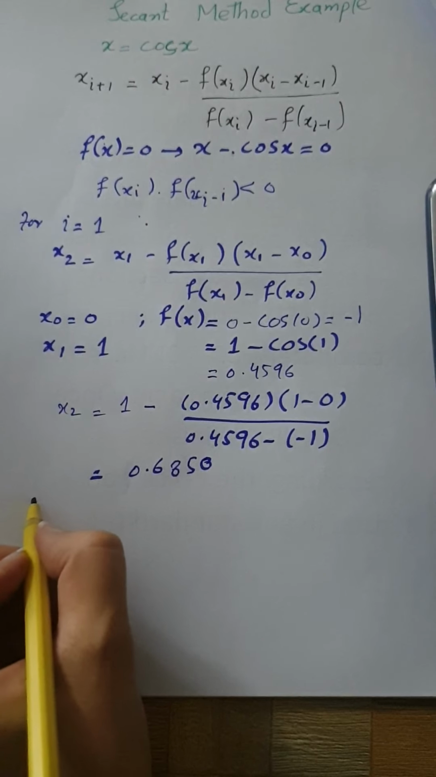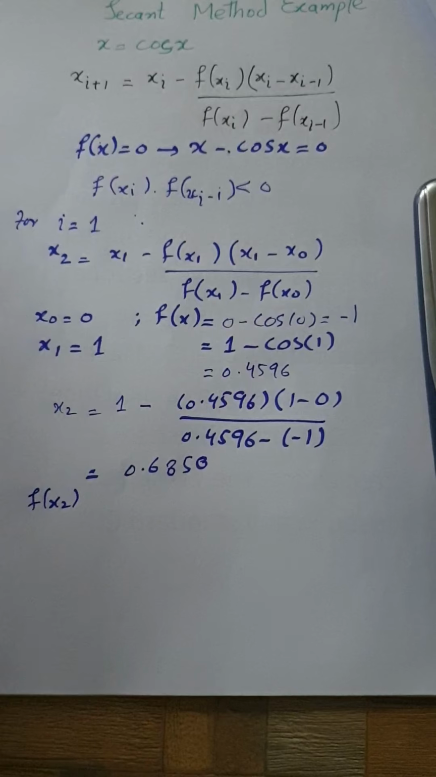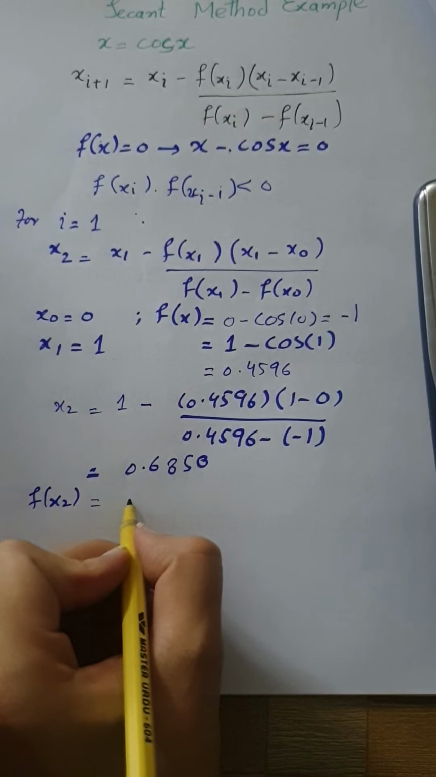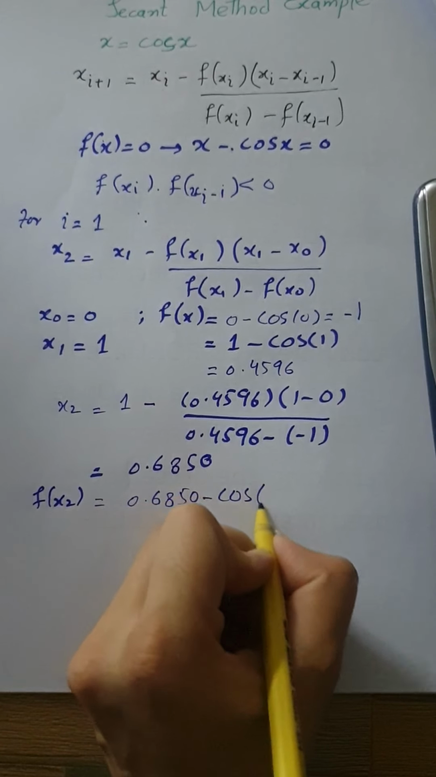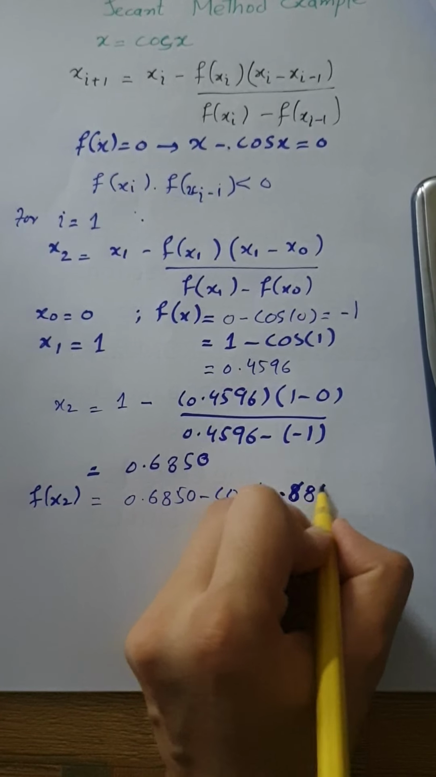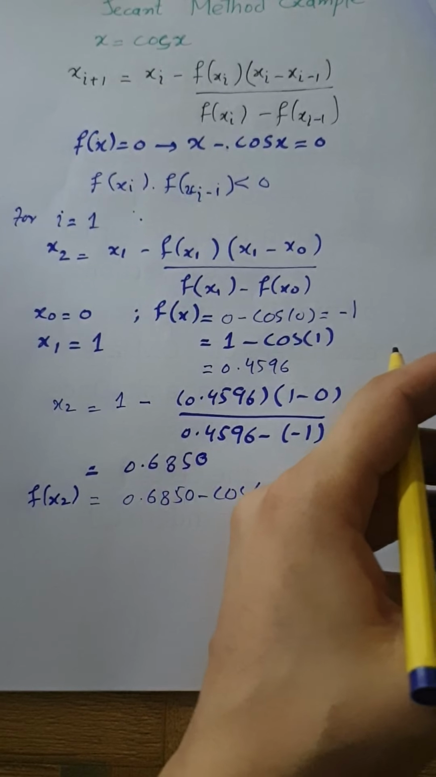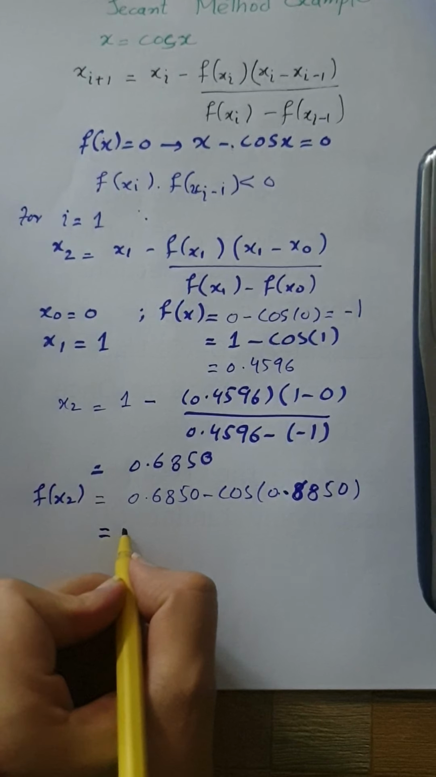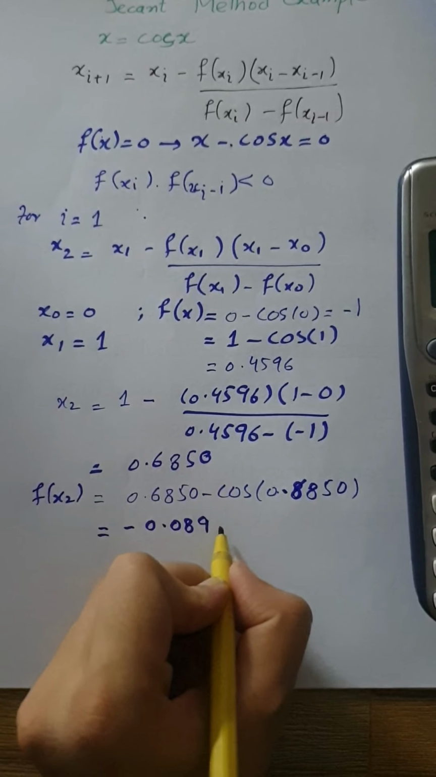Now let's calculate f(x2), as we need to use it in our formula. So f(x2) is equal to 0.6850 minus cos of 0.6850. Let's simplify this, and you will get f(x2) comes out to be a negative number, minus 0.0892.